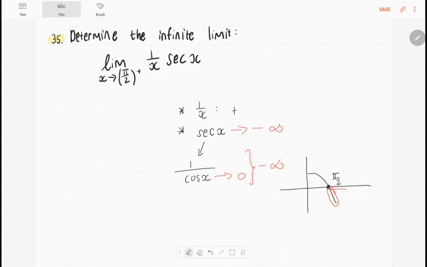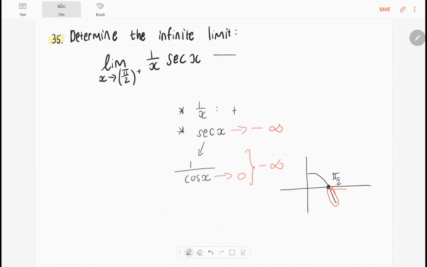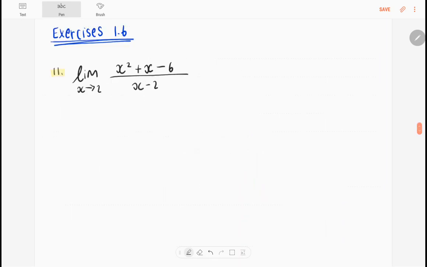So we have 1 over x multiplied by sec x. So we have something positive multiplied by negative infinity, which most definitely will give us negative infinity. Next, we are looking at the exercises under section 1.6, and the first one we're looking at is number 11. This is a really simple one.